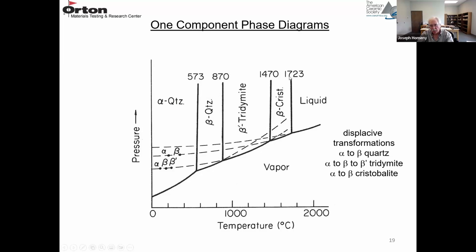So the upper use limit for pure SiO2 is about 1723 degrees C, where it becomes liquid. And then these are the displacive transformation temperatures. So at 573 degrees C, you go from alpha to beta quartz. At 870, you go from beta to beta prime tridymite. And at 1470, you go from alpha to beta cristobalite.